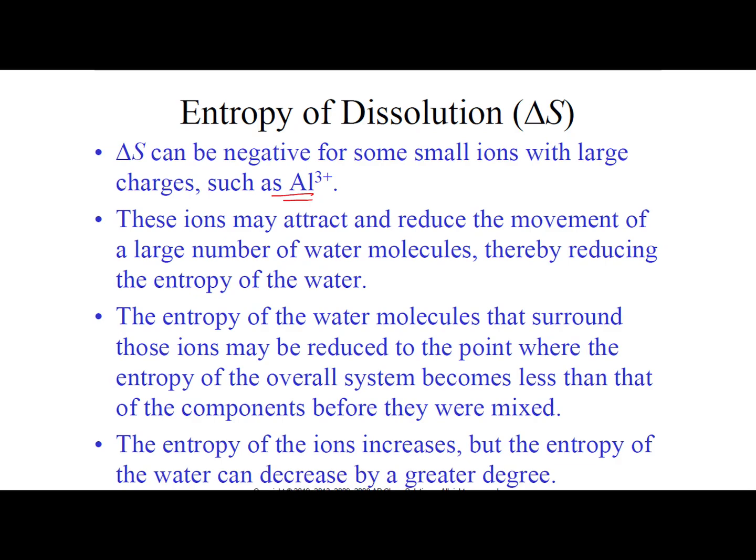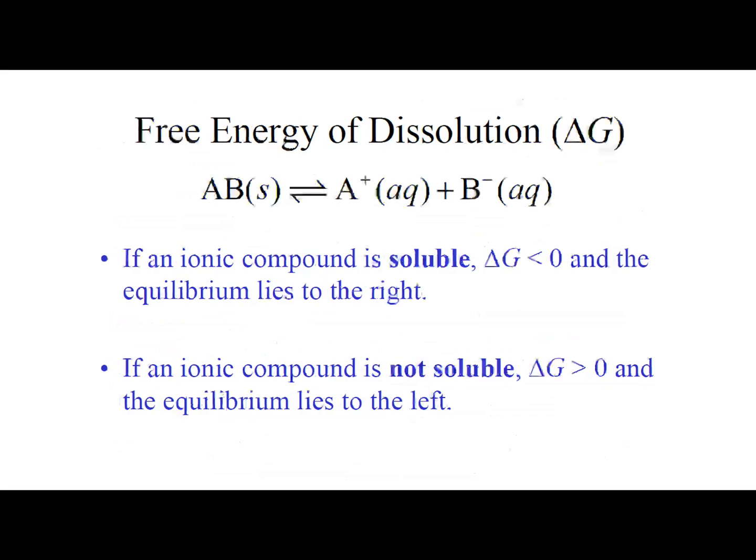I don't expect that you'll see this on the AP exam, but just in case, it gives you some information there. Looking at the free energy of dissolving something: here's our solid, and we've dissolved it into its ions. If an ionic compound is soluble, the delta G is negative and the equilibrium lies to the right. This is a little hint for you: if you're given some information about a reaction and asked to determine if something dissolves, and you're given the delta G, if the delta G is negative, basically the compound will dissolve.